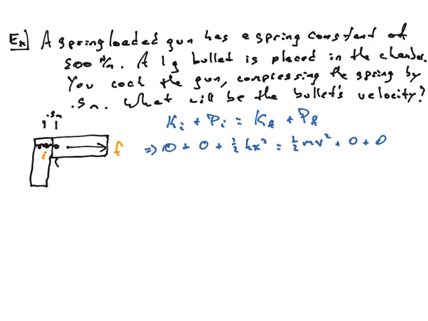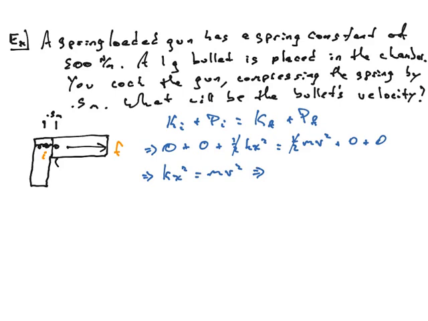Perfect. So let's look. Is there anything that's the same on every single term that we could cancel? Yeah, the 1/2. There's a 1/2 here and here. But that's it. Nothing else can be canceled. So I've got kx squared equals mv squared.